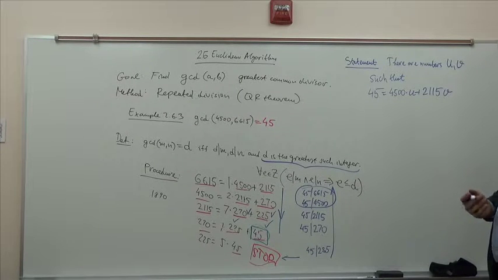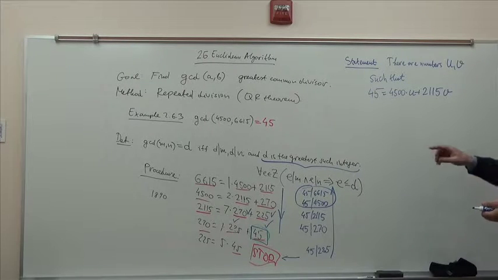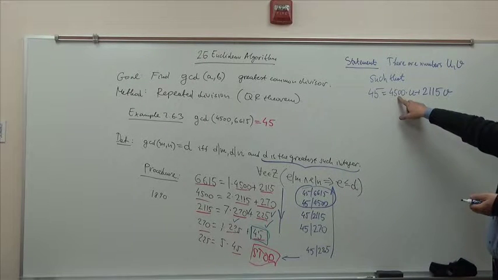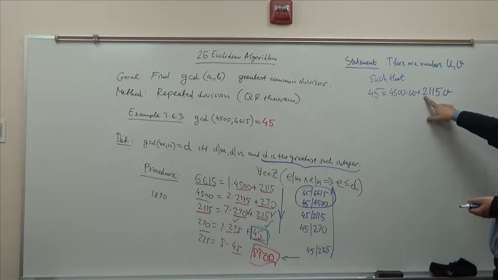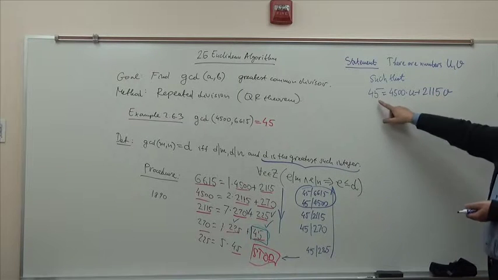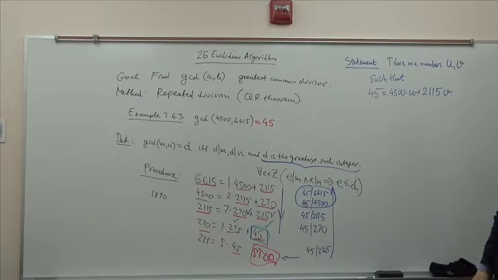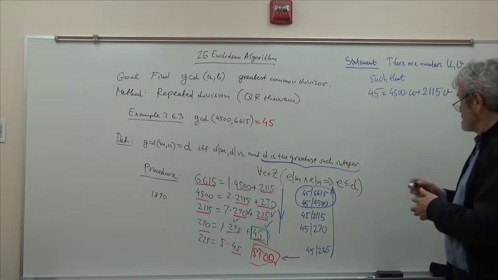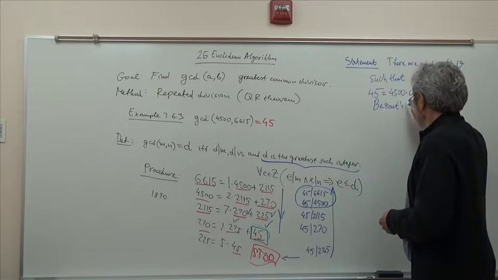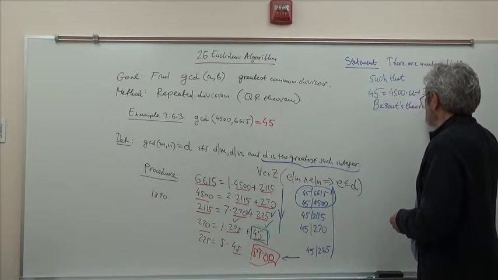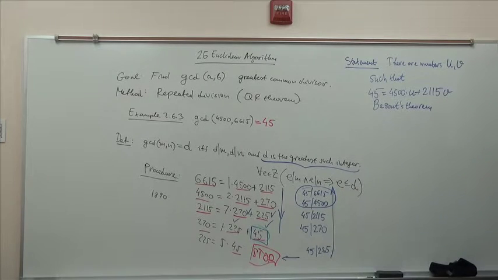Generally, if you want to say this story anecdotally, that would be if you have two dishes, one of them with, let's say, 4,500 gallons, and the other one with 2,115 gallons, you can measure 45 gallons using those two. And this is called Bézout's theorem. Bézout. It's not in my notes, later on in chapter 6.